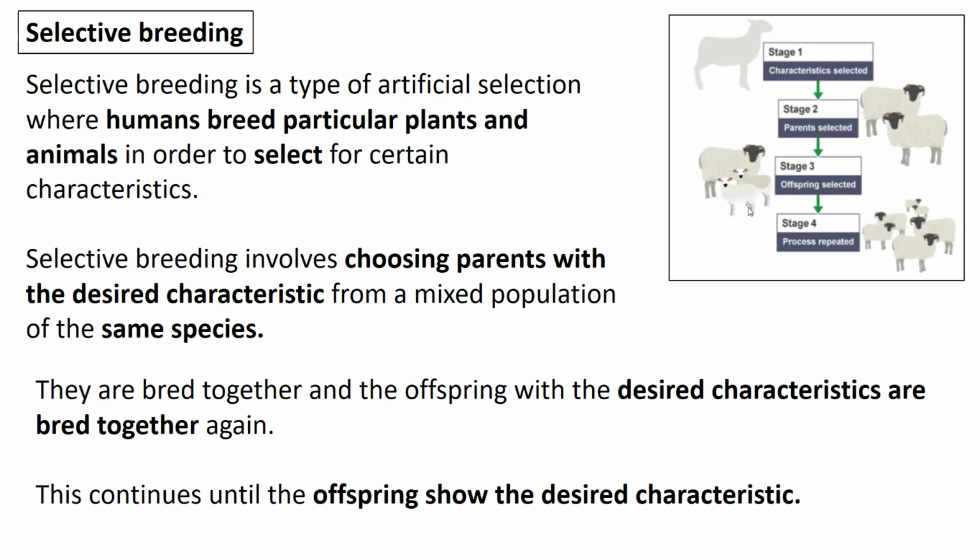These two parents are bred together, and the offspring which also have the desired characteristics are selected, and then they are bred together as well. And this keeps continuing until the offspring show the desired characteristics. So this can take quite a long while to do, and you need to keep breeding the organisms together and looking for the desired genes in your offspring each time.